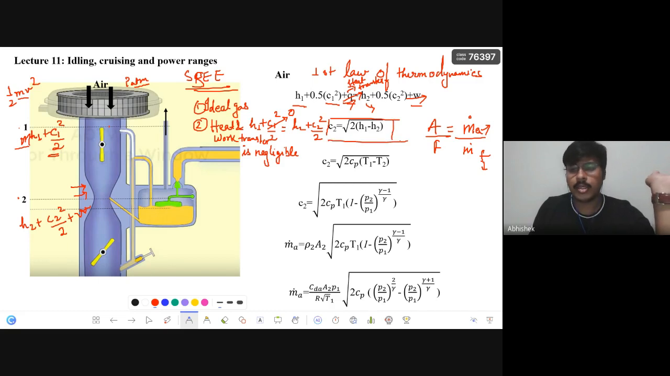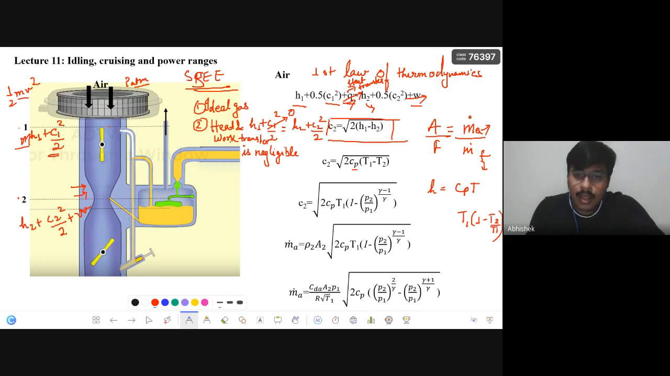Everyone followed how C2 is equal to root over of 2 (H1 minus H2), correct? Yes, sir. Okay. Then I have already said this is an ideal gas. So in place of H1, can I write CpT1? Enthalpy is equal to CpT. So Cp(T1 minus T2) is what we got. So the whole equation is now 2 Cp(T1 minus T2). Then let us take T1 outside. So it will be 1 minus T2 by T1.